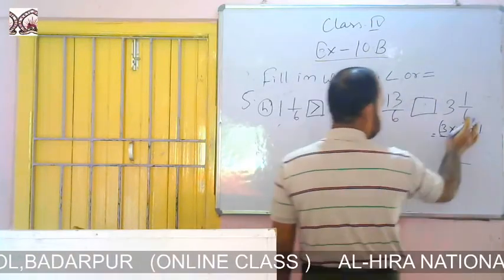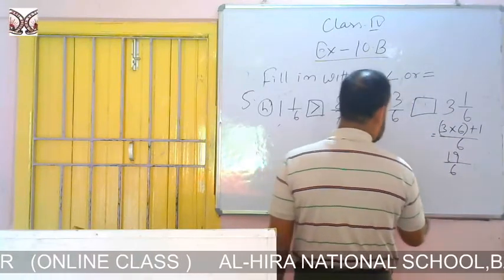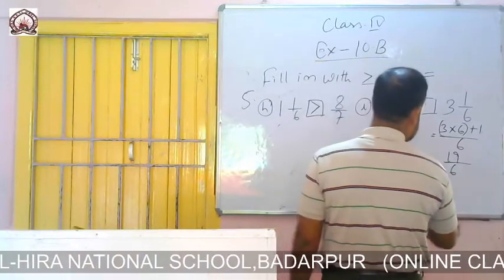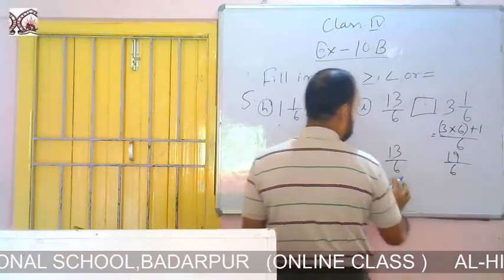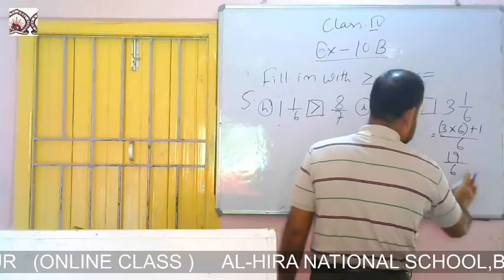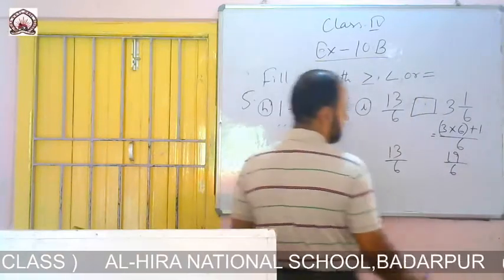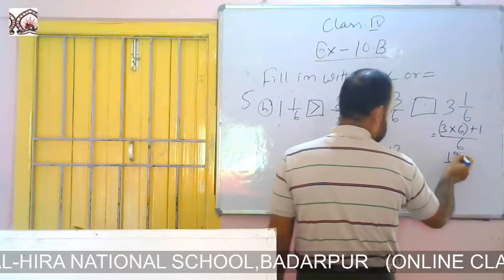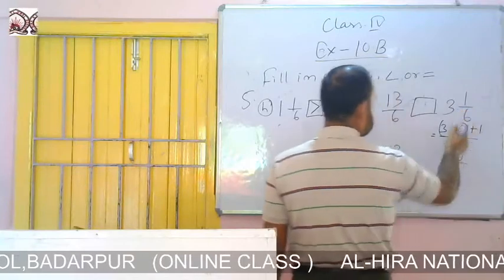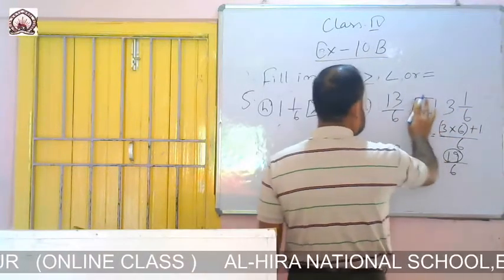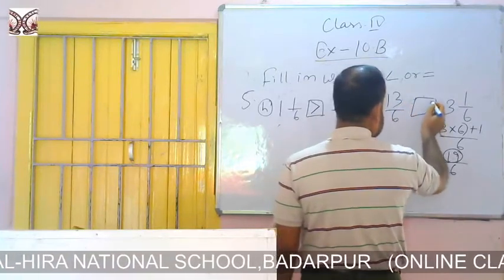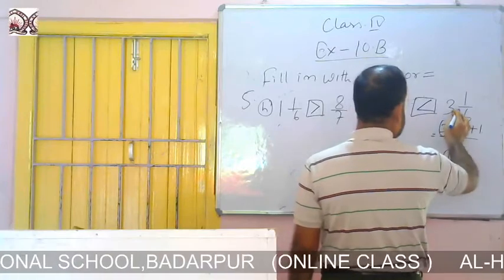So this fraction is 19 by 6 and this one is 13 by 6. This denominator is 6, here also 6. Both fractions are like fractions. If like fractions are there, then the one with the greatest numerator is the greatest. So here 19 is the greatest, so this fraction is greater than this fraction. So 13 by 6 is less than 3 1 by 6.